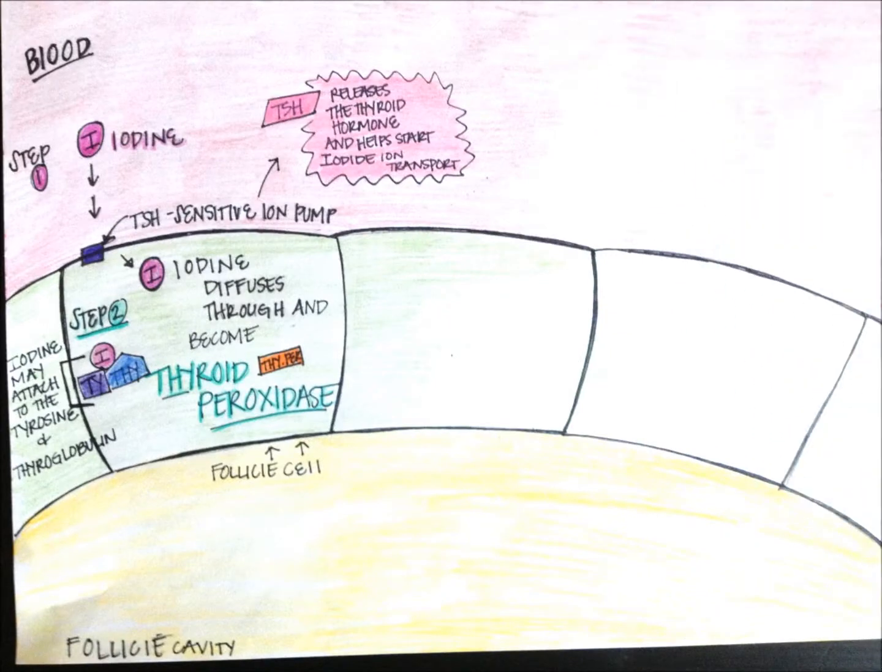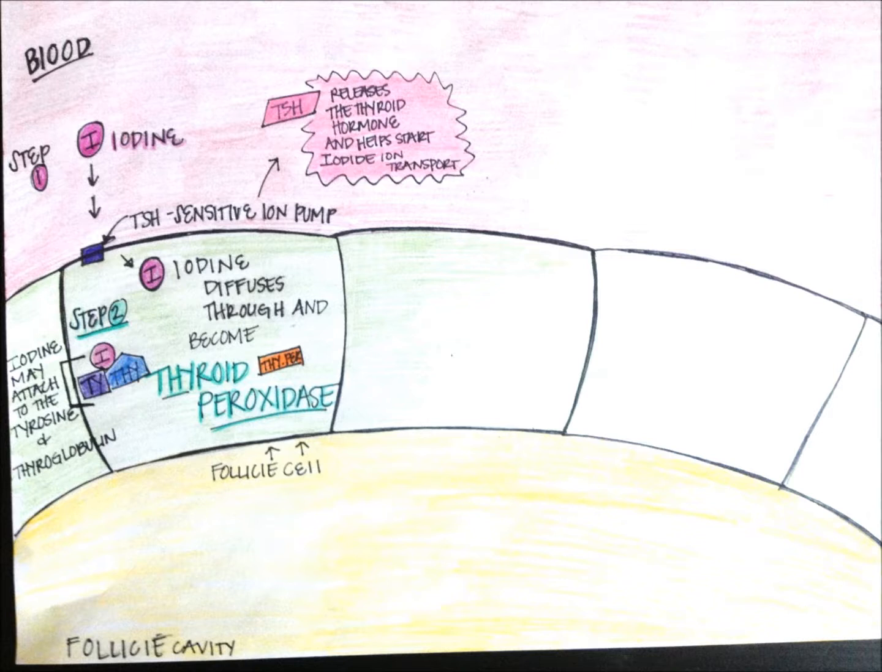The first step begins with iodide ions. They are absorbed from the food eaten once ingested. They are then put into the bloodstream, which helps deliver it to the thyroid gland. A carrier protein named TSH-sensitive then takes it to the basement membrane of the follicle cells that then transport the iodine ions to the cytoplasm.